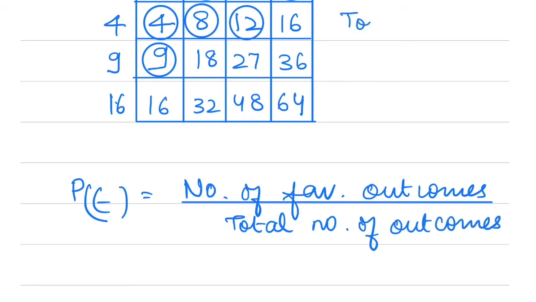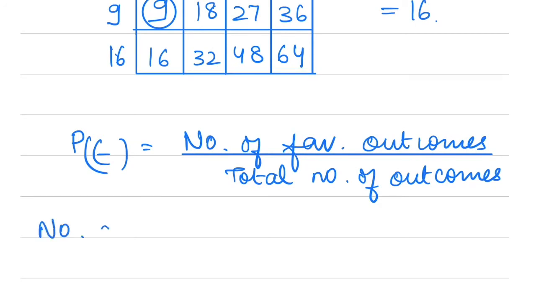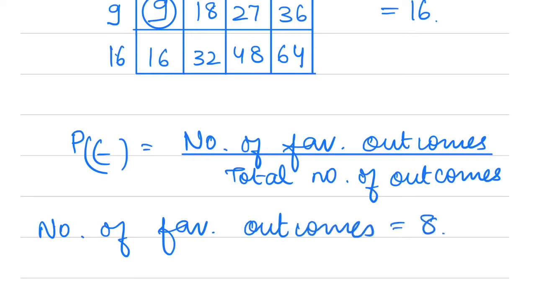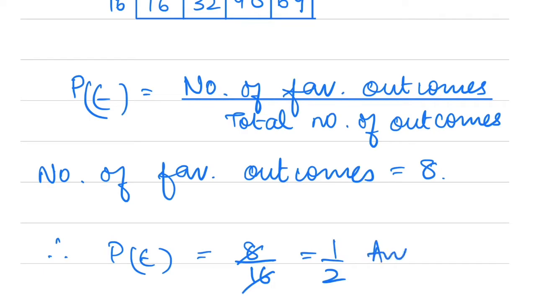So total outcomes are 16 here. Okay, and number of favorable outcomes are 8. Therefore, probability of this event is equal to 8 by 16. So we have 1 by 2 as the answer.